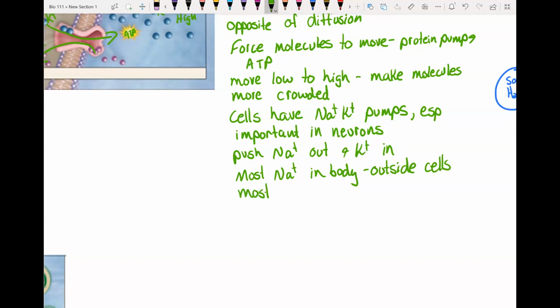And most of the potassium in your body is inside your cells. Now notice I said most, not all. You do keep a little bit of sodium in your cells. You do keep a little potassium in your blood. But these pumps do a pretty good job of keeping most of the sodium out and most of the potassium in.